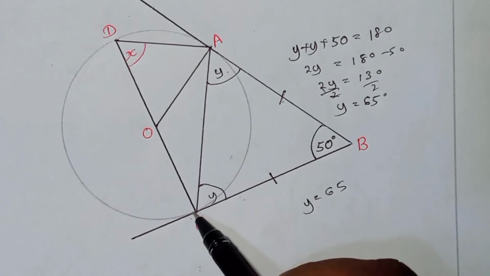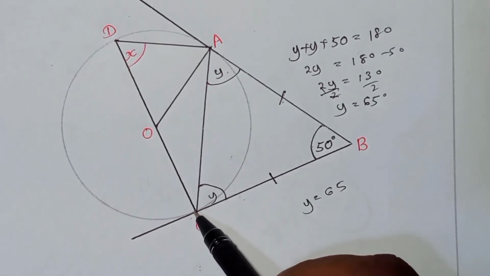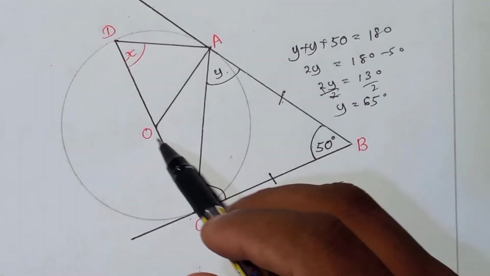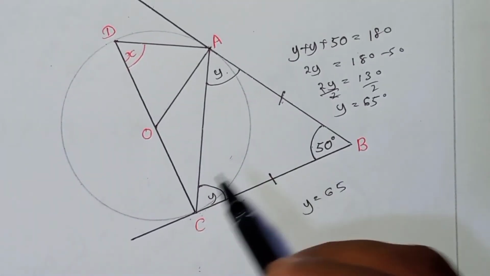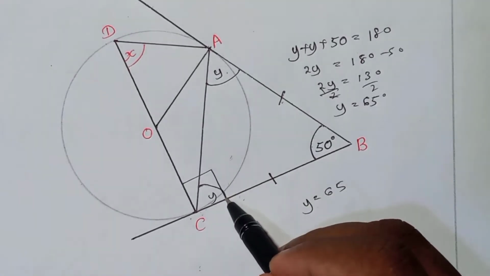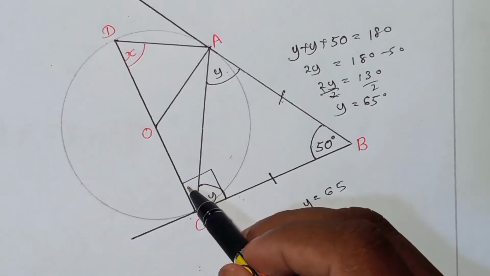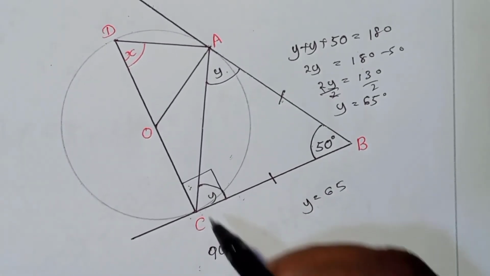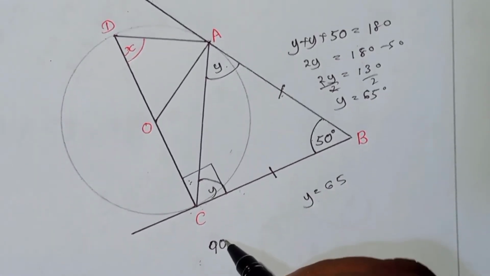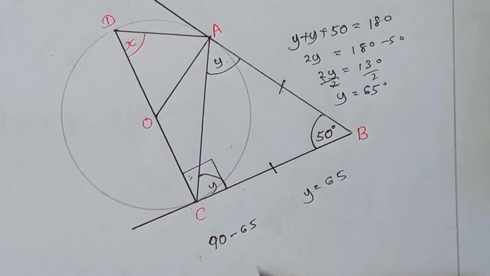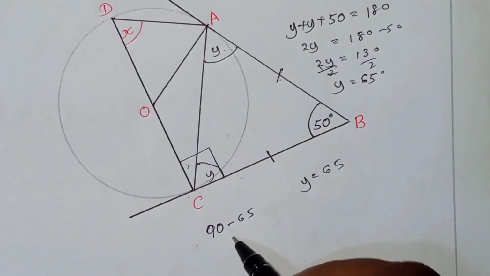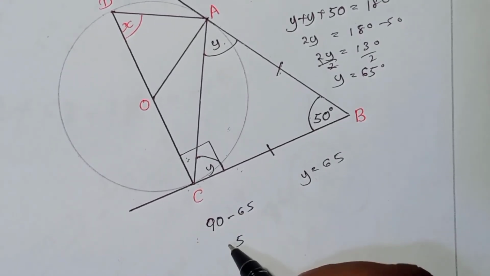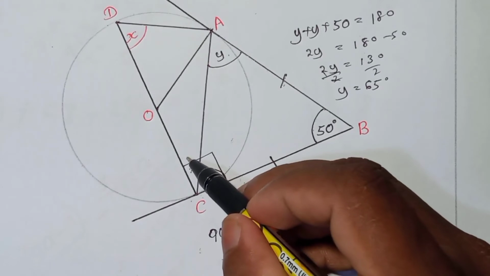That means CB is tangent touching the circle at C. So this is the radius. Now we know the angle between the radius and the tangent must be 90 degrees. This is 90. So this angle you can get: 90 minus 65, which will be 25. Actually this is 25.